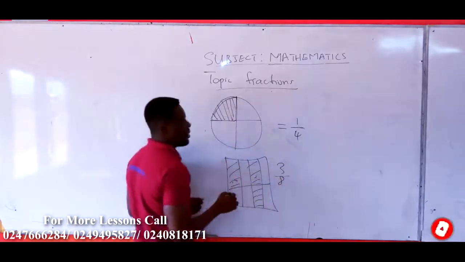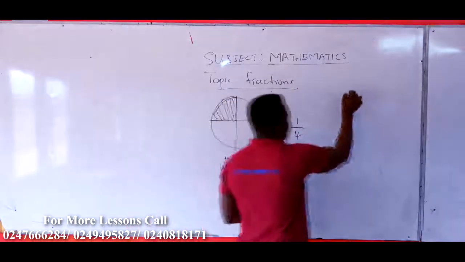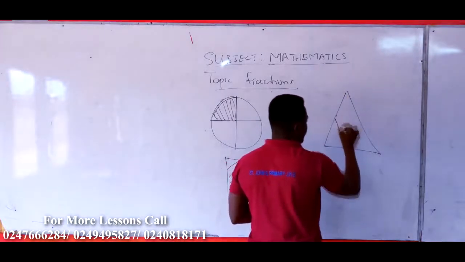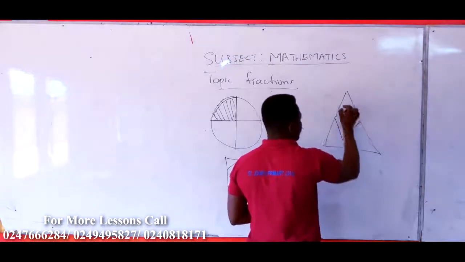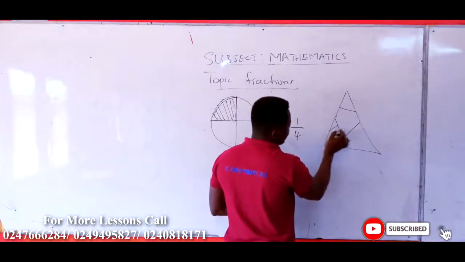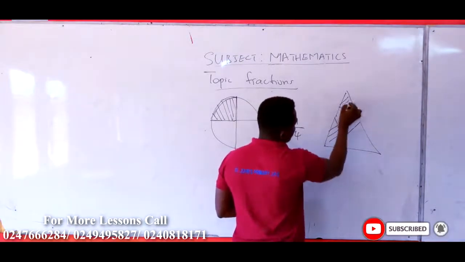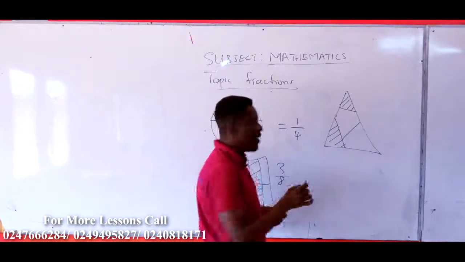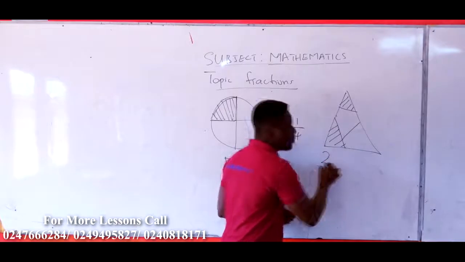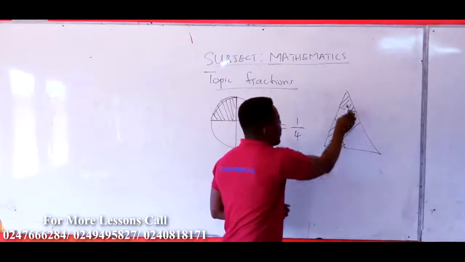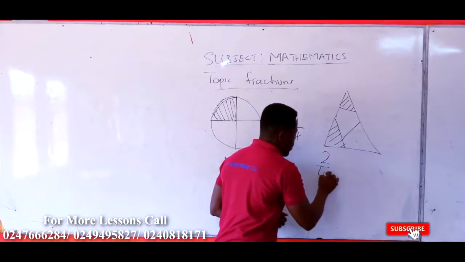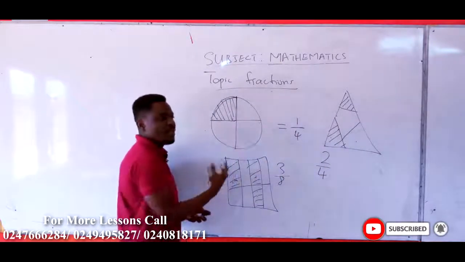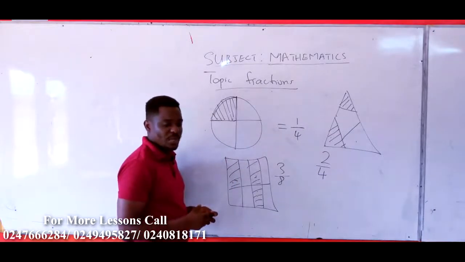Okay, good. Now, I have this object here, and I have divided it. Then I ask you, how many have I taken? I have taken 2 out of how many? 1, 2, 3, 4. Okay, 4. So this is what a fraction is all about: part of something.